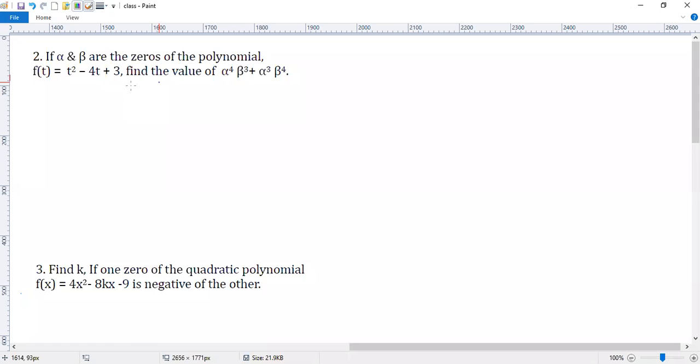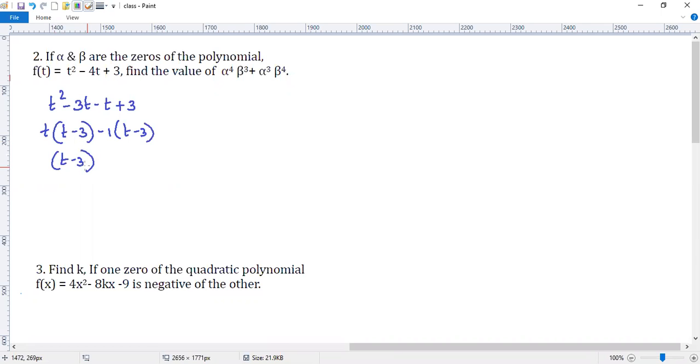See, here is a similar type problem. If alpha and beta are the zeros of the polynomial, what polynomial is given? t squared minus 4t plus 3. So how can we sort this out? Minus 3 and minus 1. Correct? So t squared minus 3t minus t plus 3, if you write it, t into t minus 3 minus 1 into t minus 3. So you will take t minus 3 into t minus 1 to be the factors.